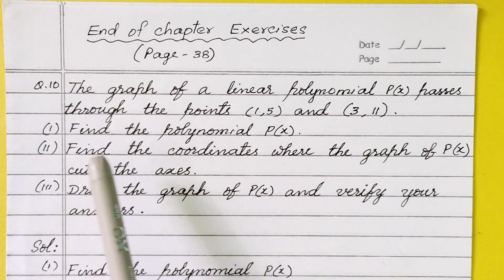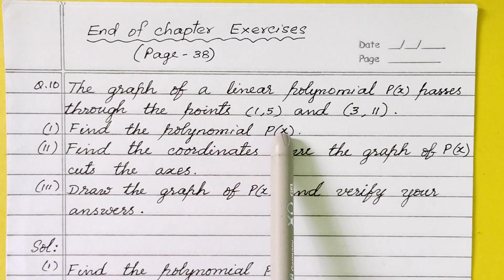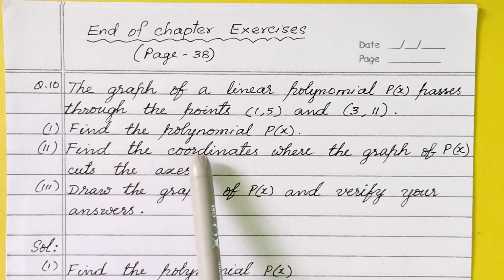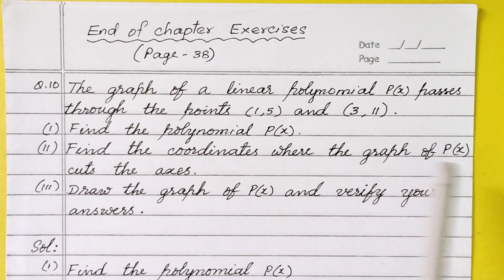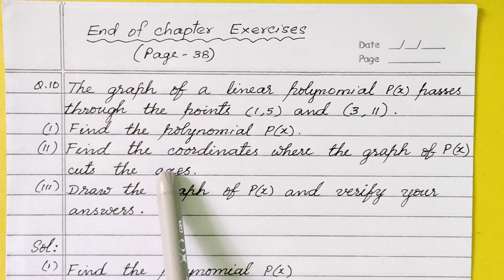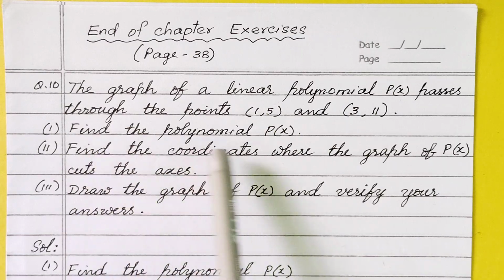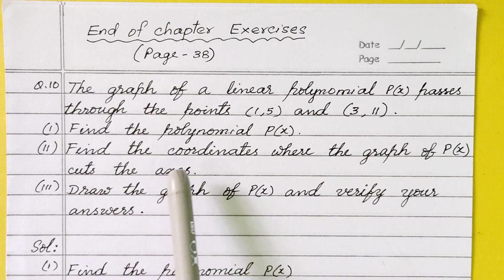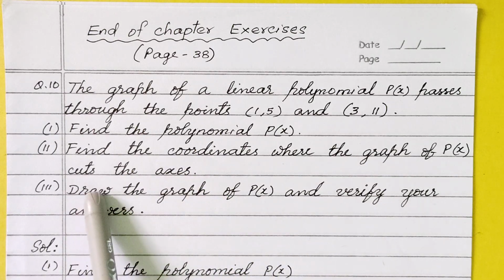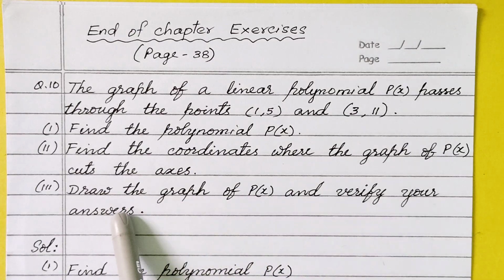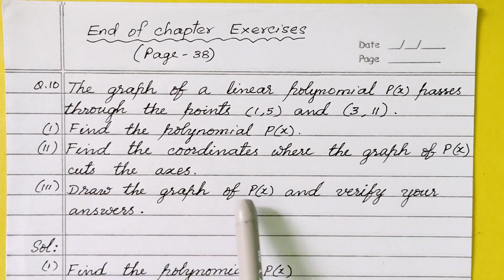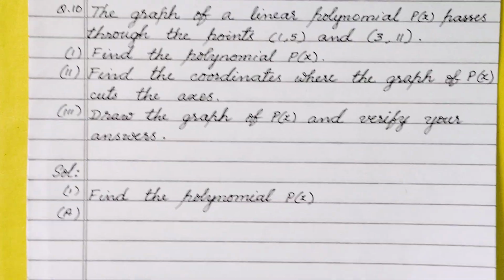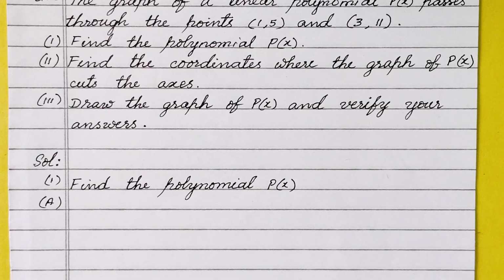And they have asked three questions here. The first question is find the polynomial p(x). Second is find the coordinates where the graph of p(x) cuts the axes, both the x-axis and y-axis. Third one, draw the graph of p(x) and verify your answers. So at the end we will draw the graph and verify whether the answers given by us are correct or not. We will go to the first one, that is find the polynomial p(x).